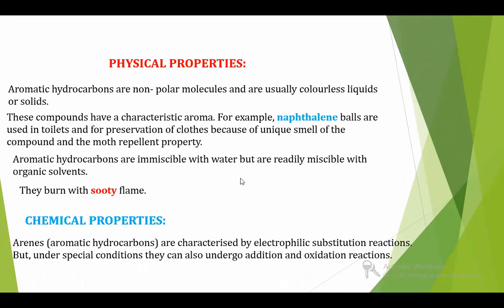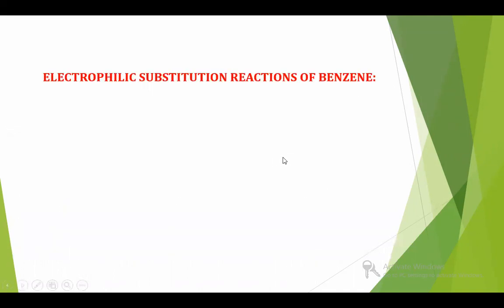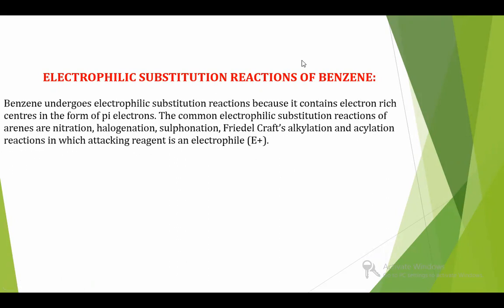First, the electrophilic substitution reaction of aromatic hydrocarbons, especially benzene. Benzene undergoes electrophilic substitution reaction because it contains an electron-rich center in the form of pi electrons. The electrophile needs to attack an electron-rich group. Which is the electron-rich group? One that has a conjugated pi system.